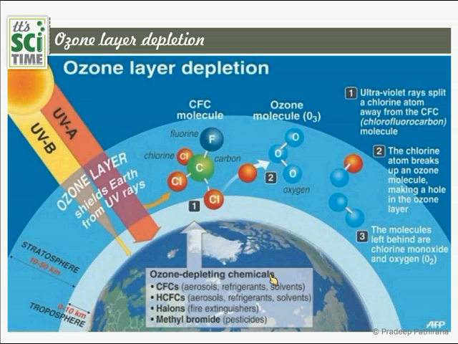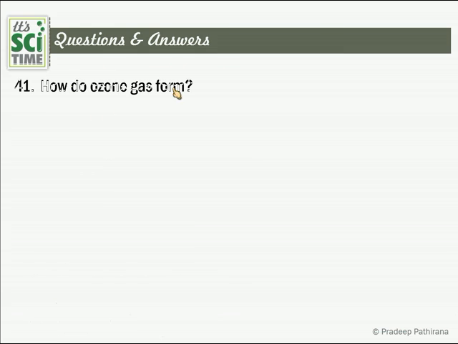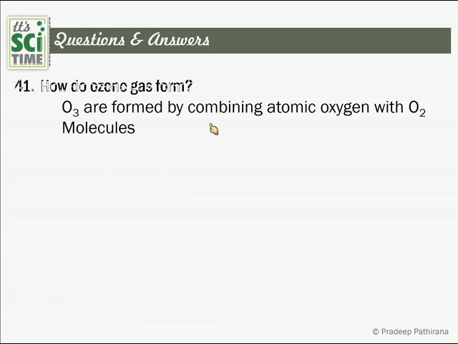Therefore, ultraviolet rays can come. You can see the ozone layer depletion chemicals here: CFCs, HCFCs, and the halons, and also methyl bromides. These are the agents, or actually these are the causes for the ozone depletion. Look at the questions. How does ozone gas form? O3 is formed by combining atomic oxygen, single oxygen, with oxygen molecules.